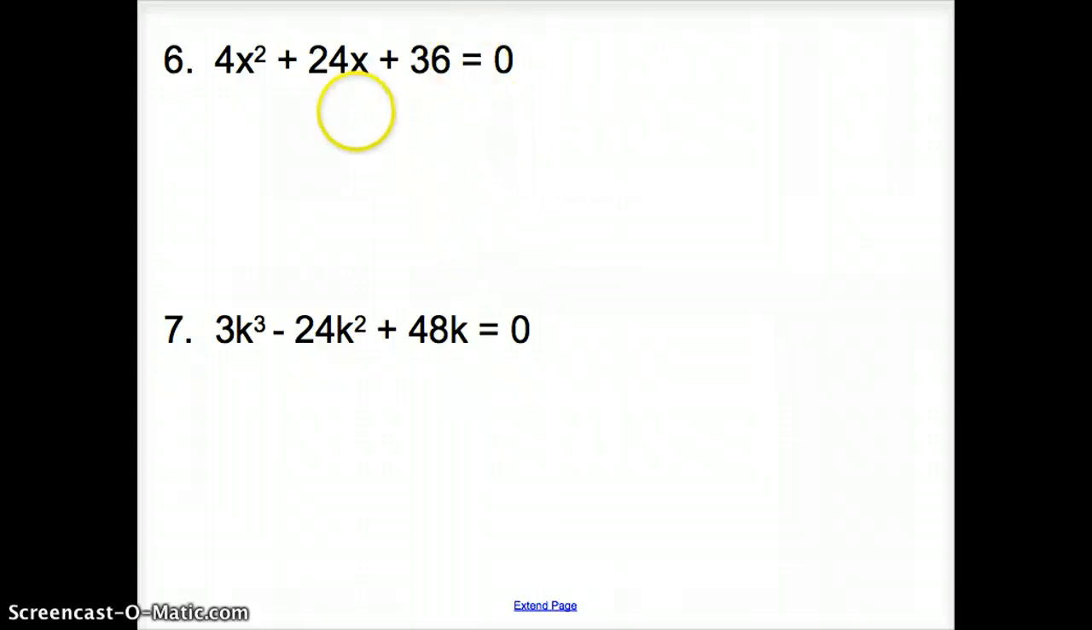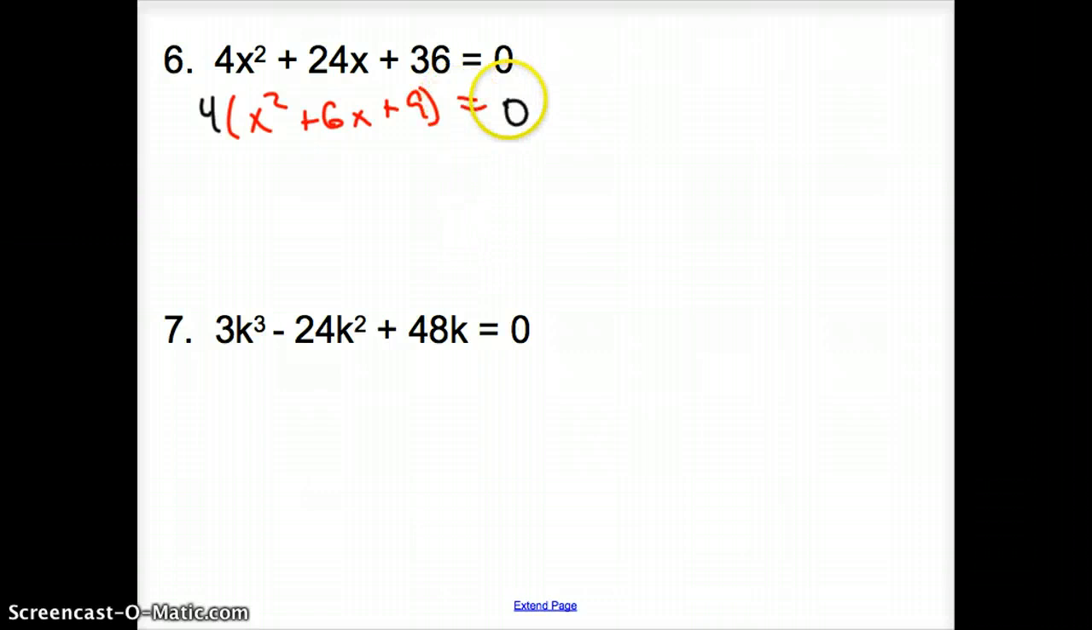So now is there anything I can take out? Yes, there is. I'm going to take out a 4. All those numbers are divisible by 4. So I take out that 4. I put it on the side. I'm left with now x squared plus 6x plus 9. That equals 0. Now can I factor what's in the red? What multiplies to 9 and adds up to 6? Well, that's going to be x plus 3 and x plus 3, and bring down the 4 because we didn't touch it. That equals 0.